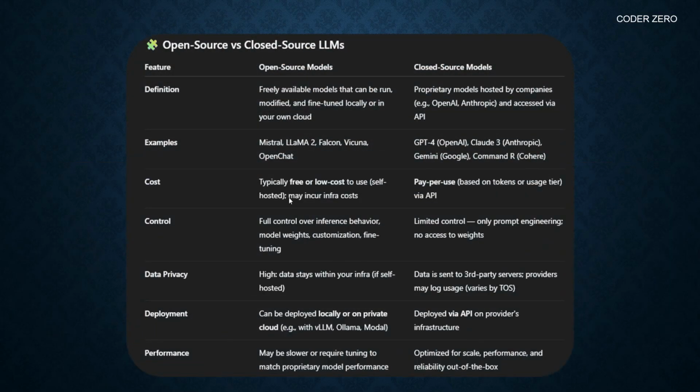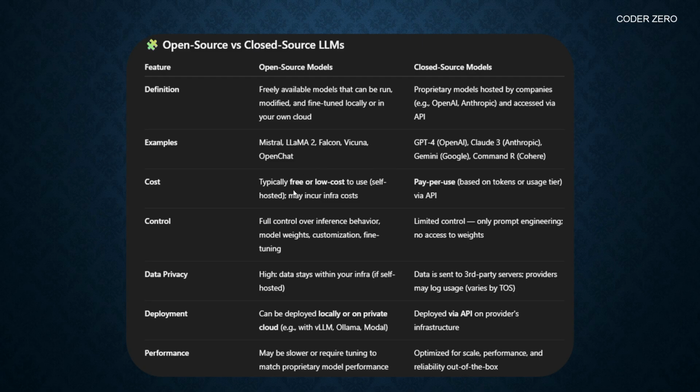Now, what is a closed source model and what is an open source model? Open source models are freely available models that can be run, modified, and fine-tuned locally or in your own cloud. Closed source models are proprietary models hosted by companies such as OpenAI, Anthropic, Google, and accessed via API. There are some examples of open source models and some examples of closed source models.